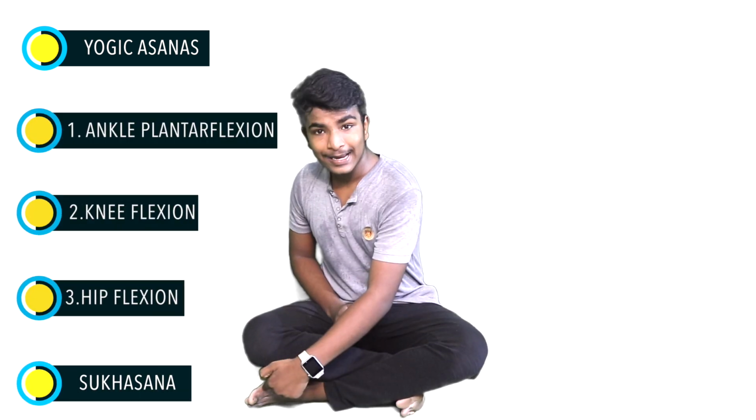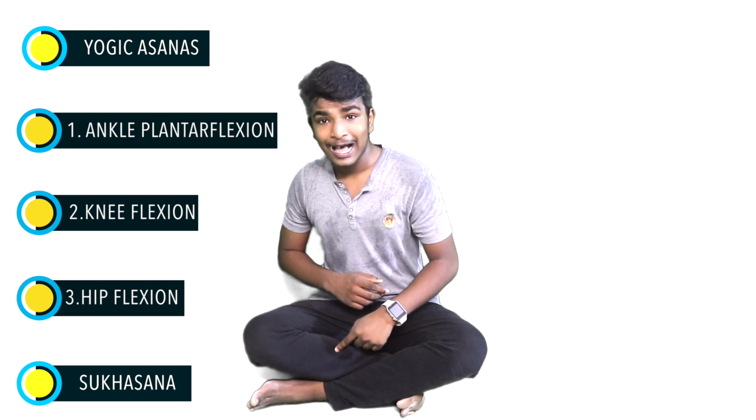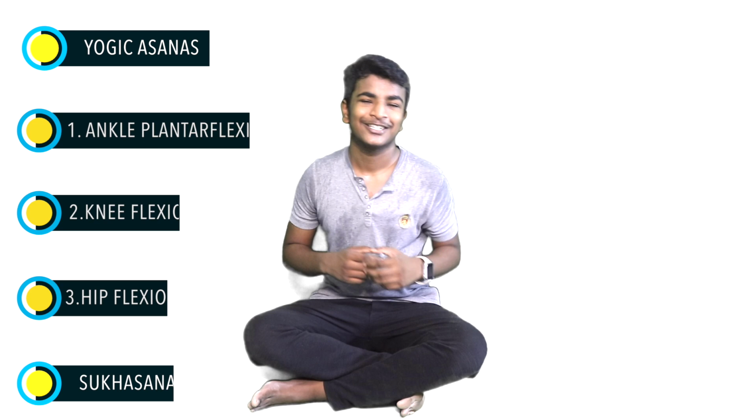So now let's put all the anatomical terms in yogic asanas. I will give an example of 2 asanas. So now let's talk about the first asana, which is Sukhasana. My ankles are in plantar flexion, my knees are flexed, my hips are flexed.